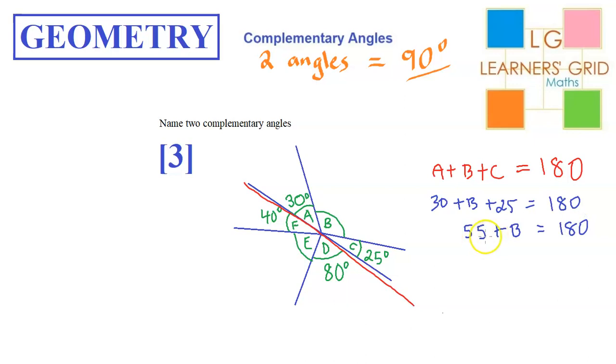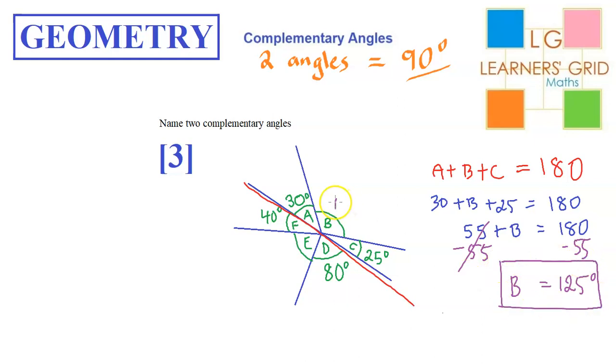So I need to get rid of this positive 55 here, so I'll do the inverse and subtract 55, and I need to do that to both sides to make sure the whole equation stays balanced. So now 55 minus 55 is 0, so that leaves angle B on this side, and 180 minus 55 is, oh sorry, 125. And so now I know that for sure angle B is 125 degrees.